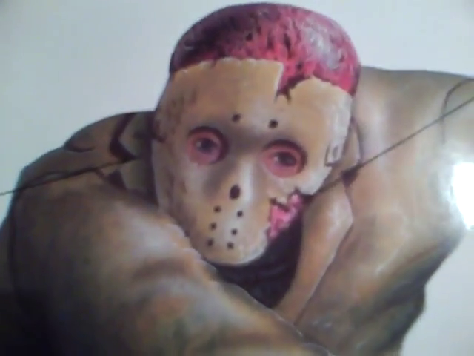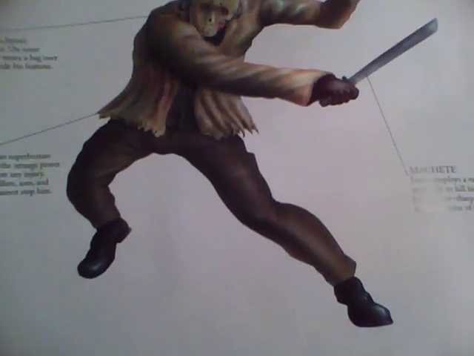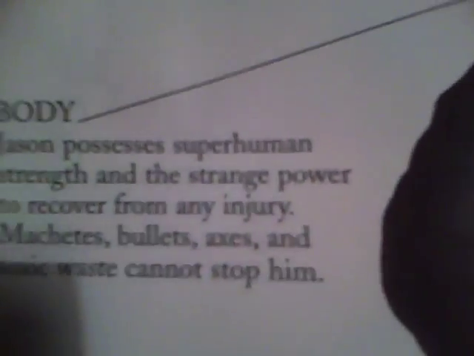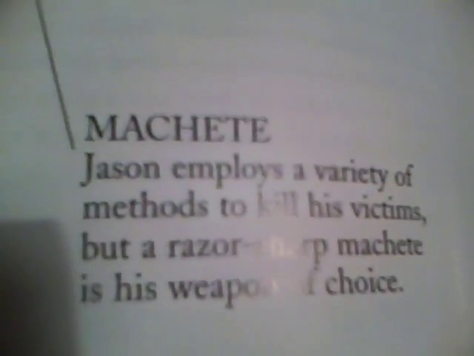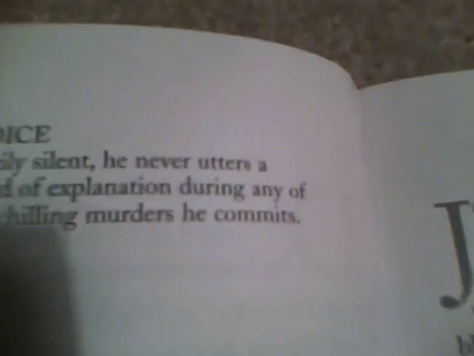There's Jason's face. He's got his big machete, and he's in this weird stance for some reason. What the heck? Ew. What's cool about this book is it gives the name of the person, and it gives all the details about him, like his face. You can read that, pause it. His body, his machete, and his voice.